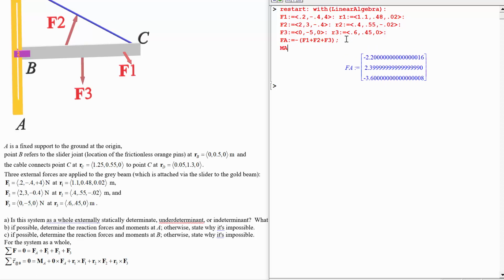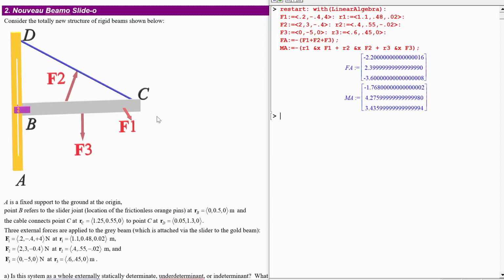So then MA would be equal to negative, because we'll bring these terms over to the other side of the equation. MA is equal to negative R1 cross F1 plus R2 cross F2 plus R3 cross F3. Let's see how that goes. I'm not going to look at this. I'm going to think about this problem first so we don't lose the opportunity to do a check here.